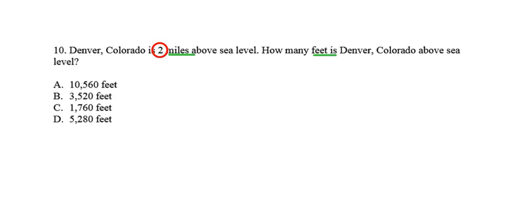Question number 10. Denver, Colorado is 2 miles above sea level. How many feet is Denver, Colorado above sea level? Look at the labels. For all of the answers, it's feet. The question one last time. Denver, Colorado is 2 miles above sea level. How many feet is Denver, Colorado above sea level?